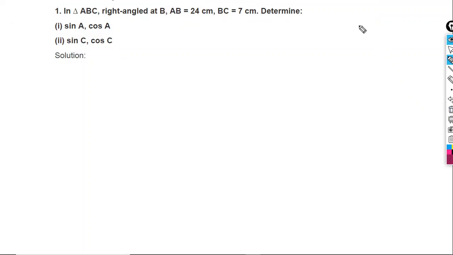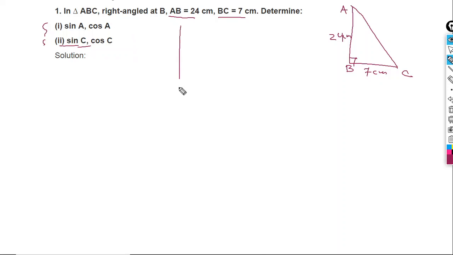Okay. So first of all, you draw a triangle, name it A, B, C, right angle at B. Now we have AB equal to 24, so AB is 24 here. BC equal to 7 cm, 24 cm. Now we have to find AC. Then we can find sin A, cos A and sin C, cos C. So let's start.